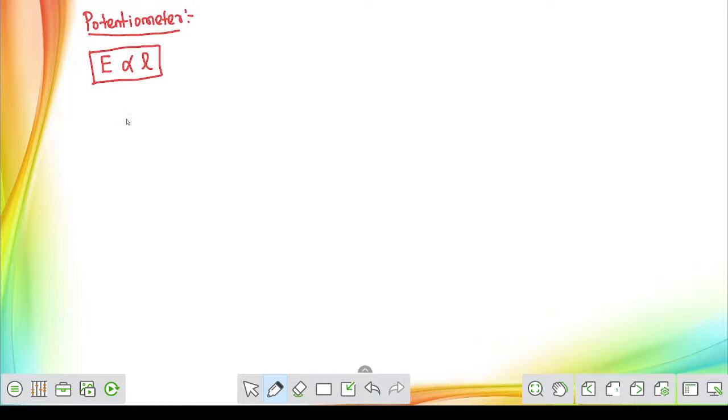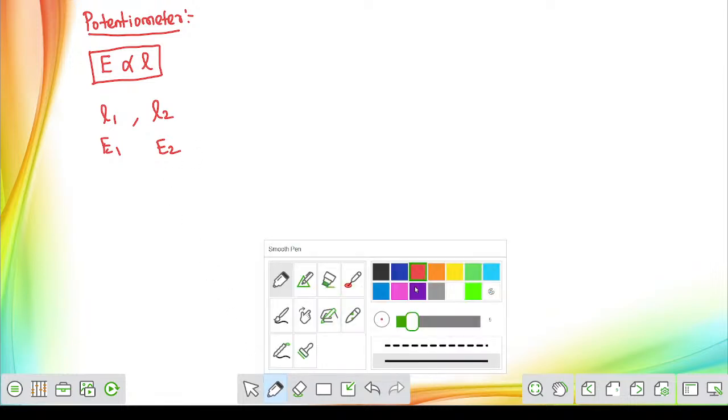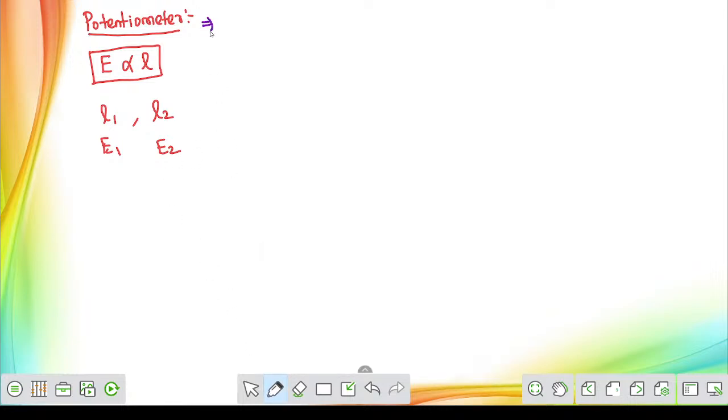So if they are asking you to calculate from the length of the slide wire, what they will do is give the initial length L1, the new length L2, and the initial voltage E1, then ask the value of E2. All you have to do is take the ratio between these two, which will give you the value of the unknown voltage. Potentiometer is also used to measure the value of unknown voltage.